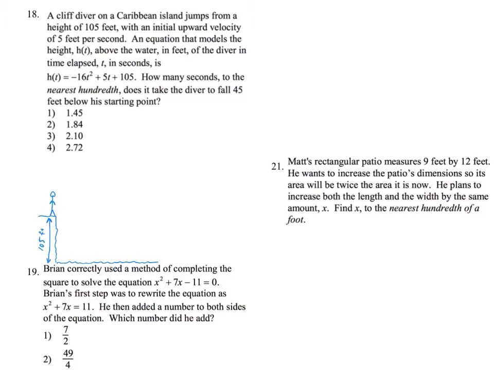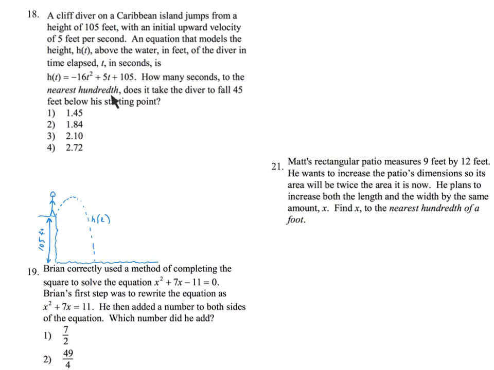Now when he jumps, there is going to be a parabolic arc to the path that his jump takes. And that jump, or the position of his body during that jump, can be modeled by h of t, which is that parabola that they've given us.